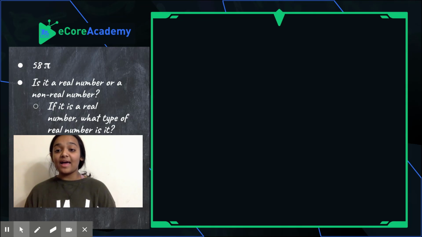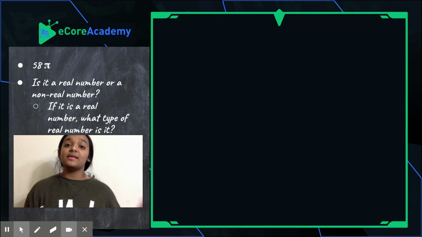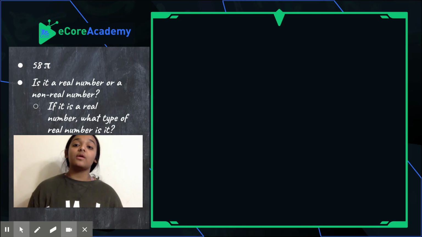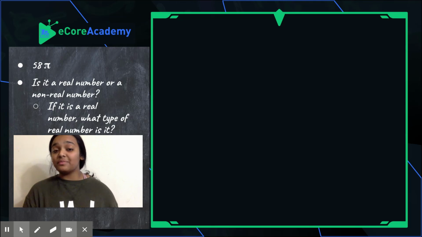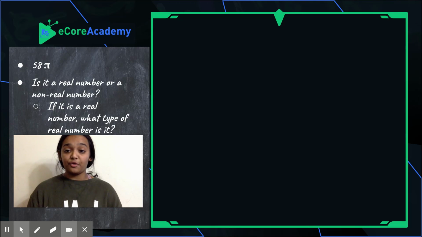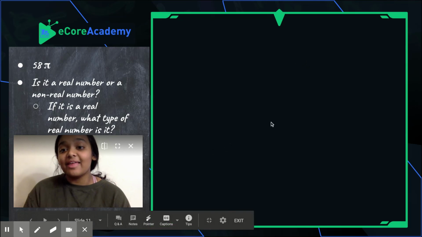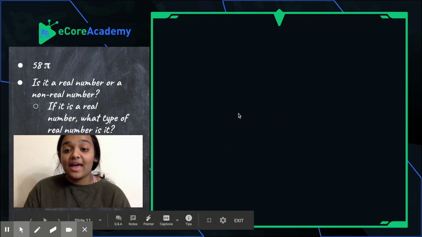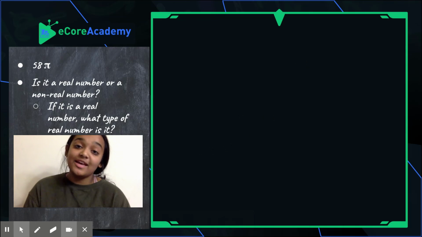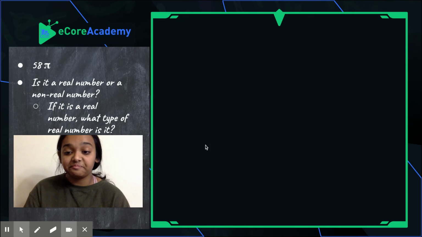So 58 pi, that 58 is still with the pi. Therefore, together they're still going to be a non-terminating and a non-repeating pattern. So I think it's safe to say that the type of real number this one is, is an irrational number. There was no competition with it this time.